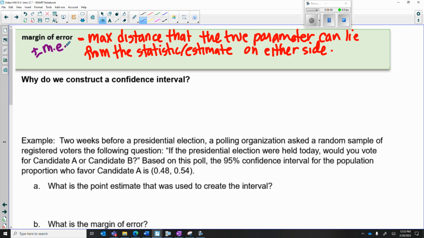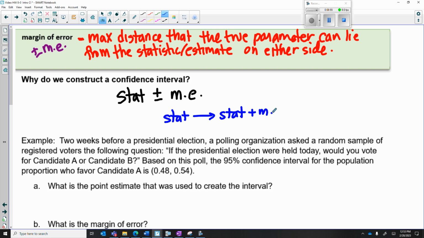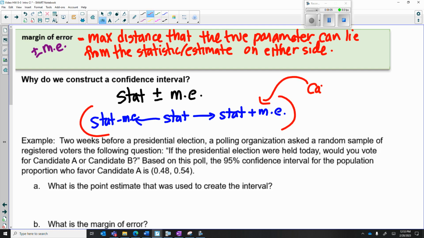And then to create the interval, what we do is we take our statistic and we do plus or minus the margin of error. So we take our statistic and we put it in the middle, and we do plus the margin of error on the right and minus the margin of error on the left. And then we create an interval, and the goal is to try to capture the true parameter within that margin of error. So the last thing we're going to do right now is do this example.